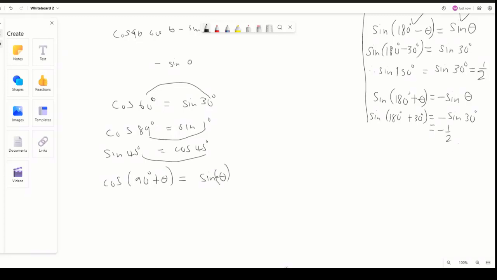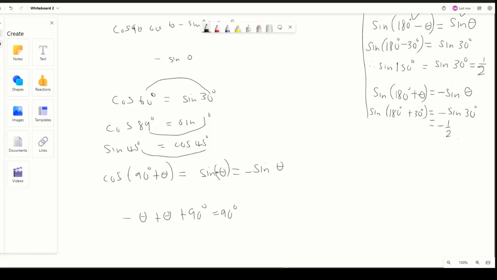You put a minus there. Now you say minus theta plus 90 is equal to 90 degrees. So they add up to 90. But sine of minus theta is minus the sine of theta. You can also do it like this.